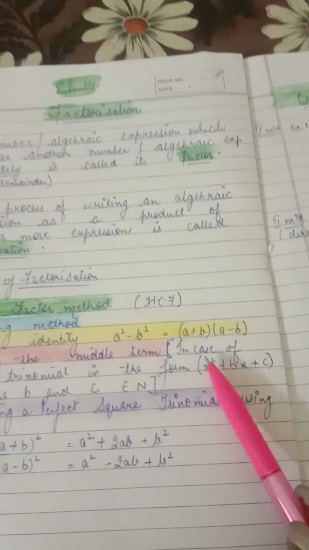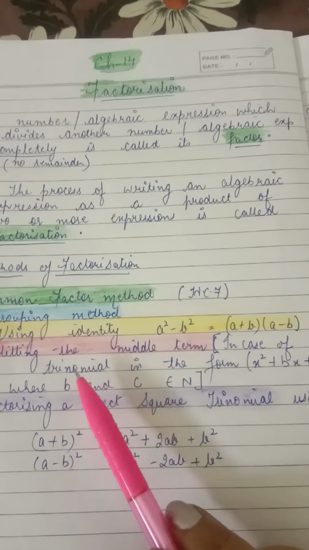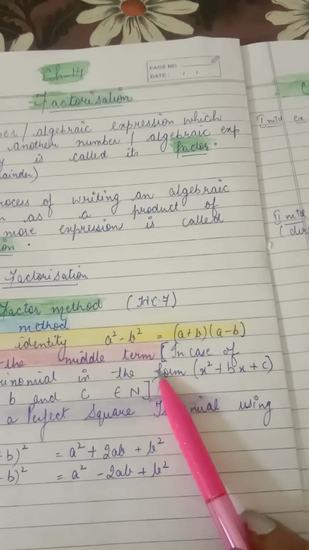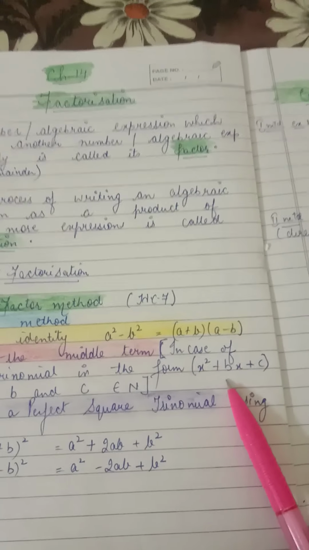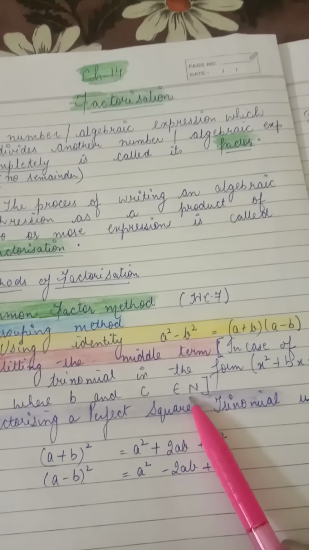In this splitting the middle term method, you will get a trinomial, and that trinomial will be in the form of x square plus bx plus c, where your b and c belong to natural numbers.